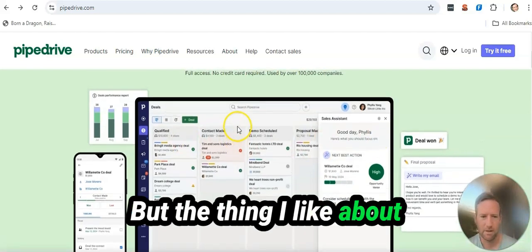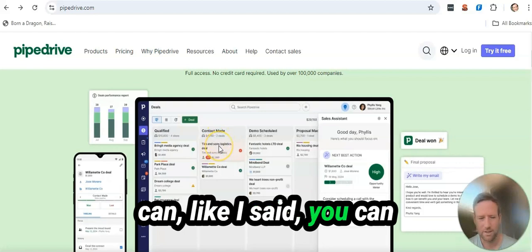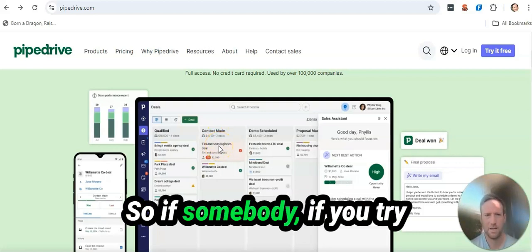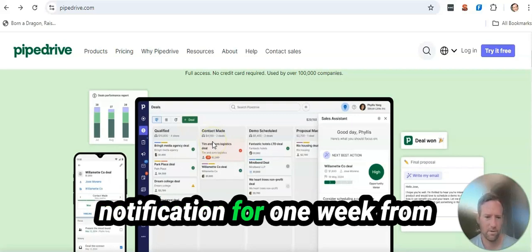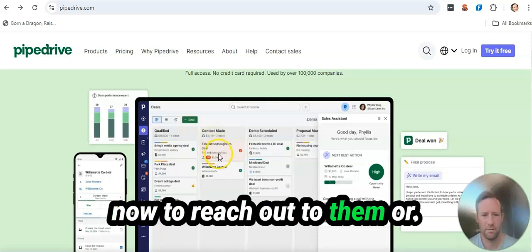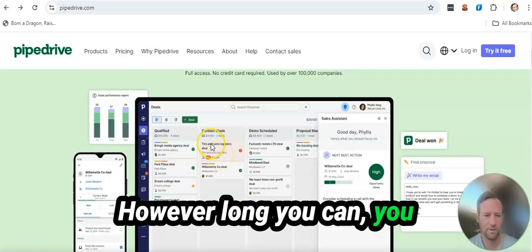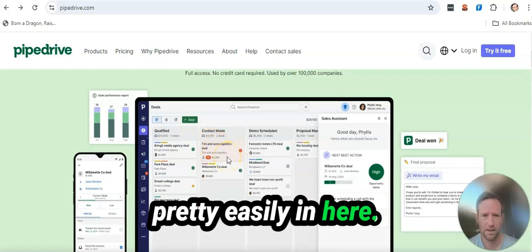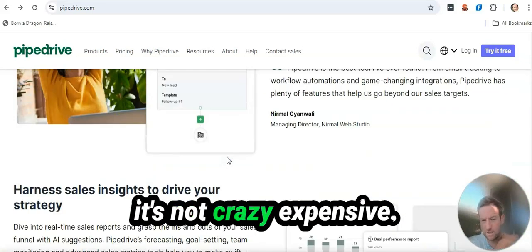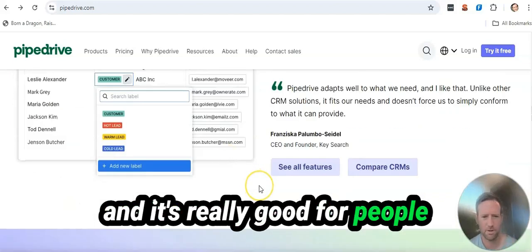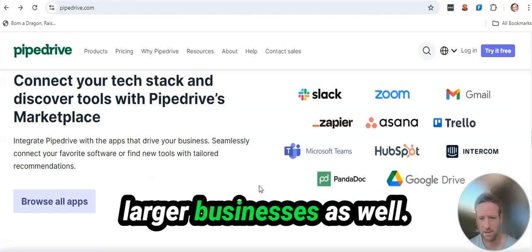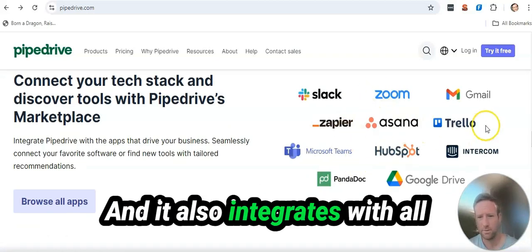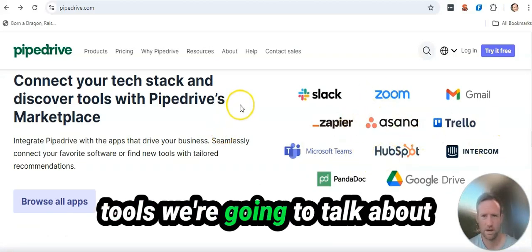But the thing I like about these tools is that, like I said, you can set those notifications. So if you try them a couple times and they don't pick up, you can set a notification for 1 week from now to reach out to them, or however long. You can set those intervals pretty easily in here. Pipedrive is a good tool. It's not crazy expensive, and it's really good for people starting out, but it can be good for many larger businesses as well. And it also integrates with most of the tools we're going to talk about here.